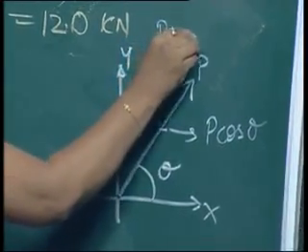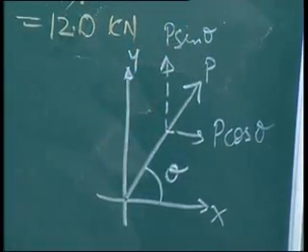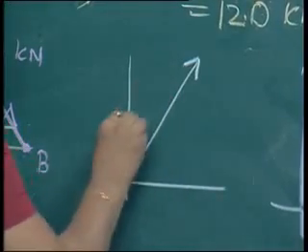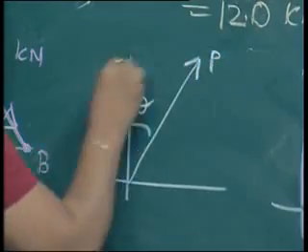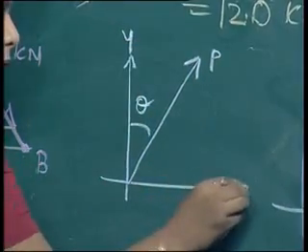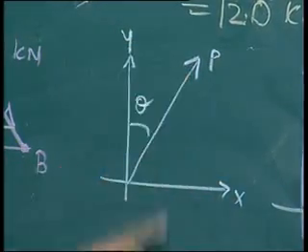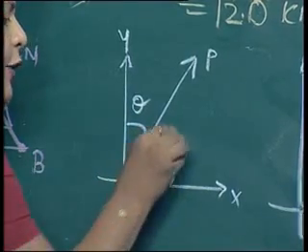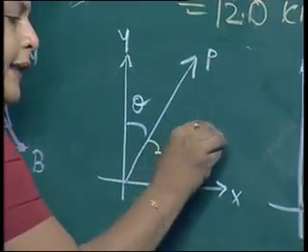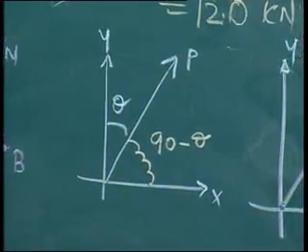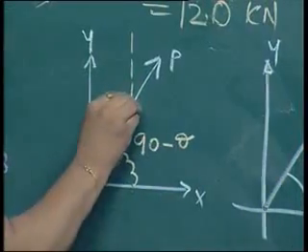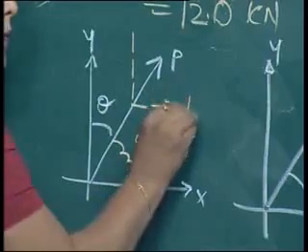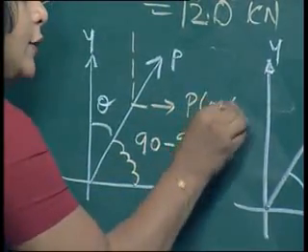Now suppose the force is inclined at an angle of theta with respect to the y axis, right? That means what will be the inclination of force P with respect to the x axis? With respect to the x axis, its inclination will be 90 minus theta, right? Now if I want to resolve my force into horizontal and vertical components, again my force is inclined at an angle of 90 minus theta with respect to the horizontal axis.